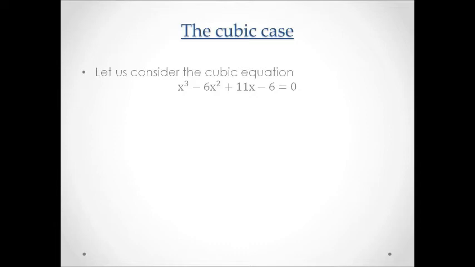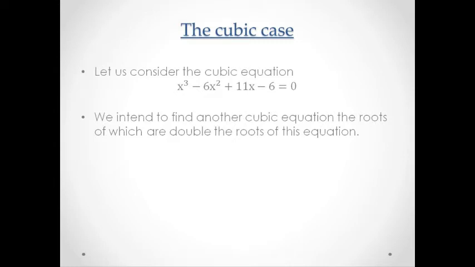We intend to find, as I already told you, another cubic equation, the roots of which are double the roots of this equation in this case. So to make things clear, we're trying to find another cubic equation, the roots of which are double the roots of this equation. For example, if one of the roots of this equation is alpha, another is beta, and another is gamma, then we have to find a cubic equation, the roots of which will be 2 times alpha, 2 times beta, and twice gamma, right?